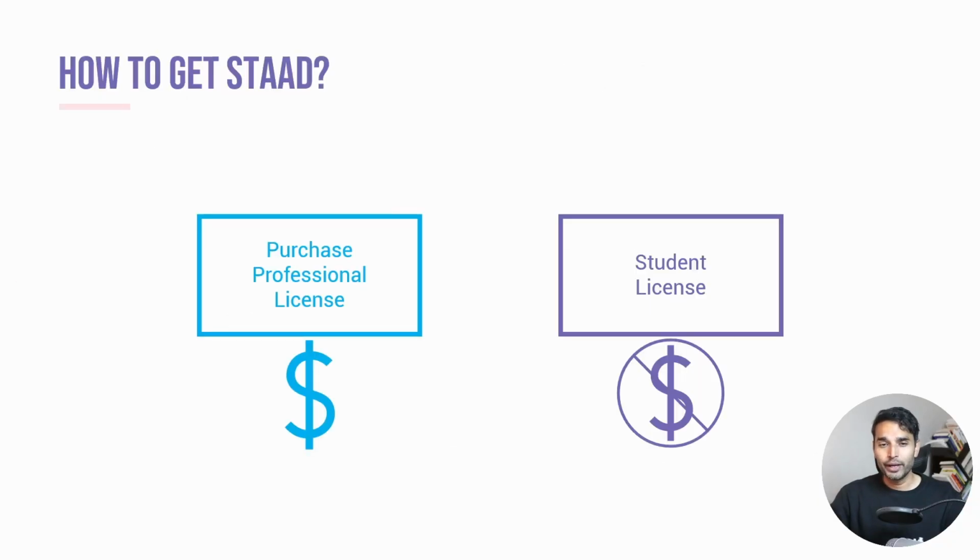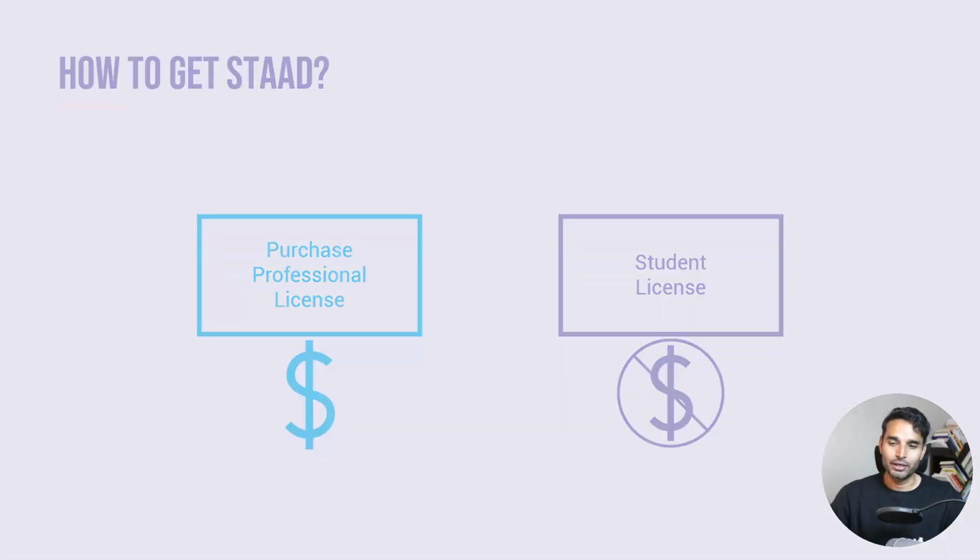So these are the two ways of getting STAAD. The professional license: if you are a professional creating any kind of structures with STAAD and selling them, it's better to have a professional license and not fall into a legal battle with STAAD. The other is the student or the educator version, which you can again get for free.